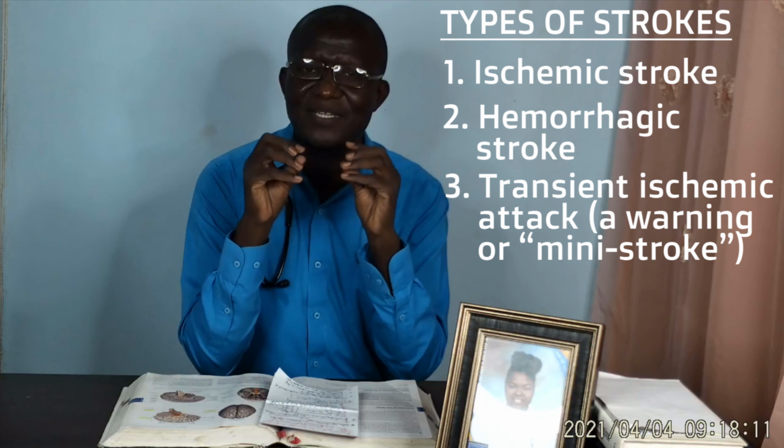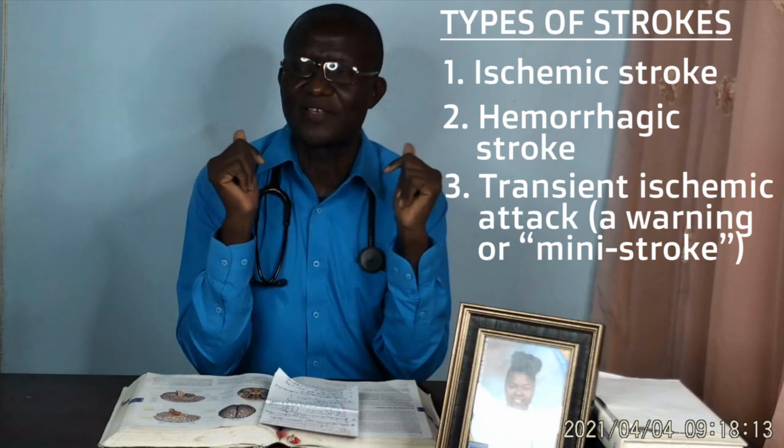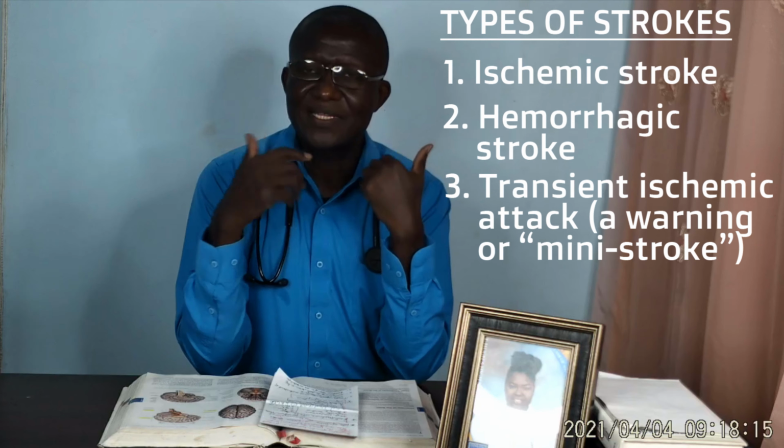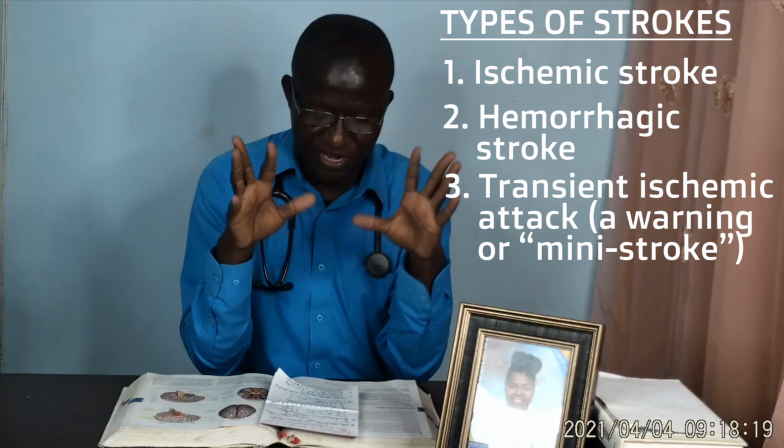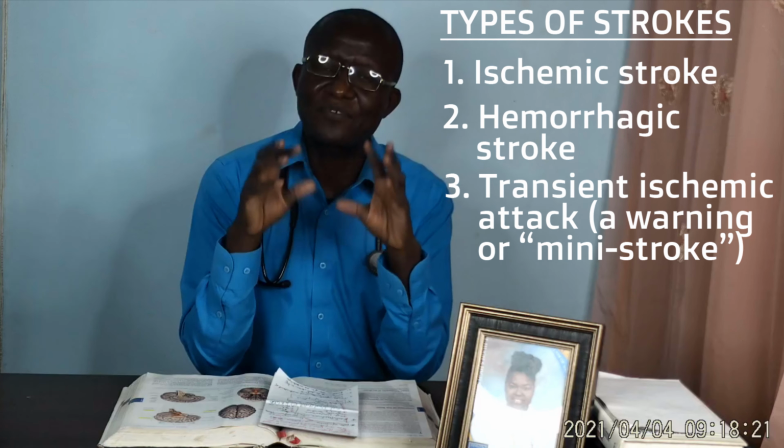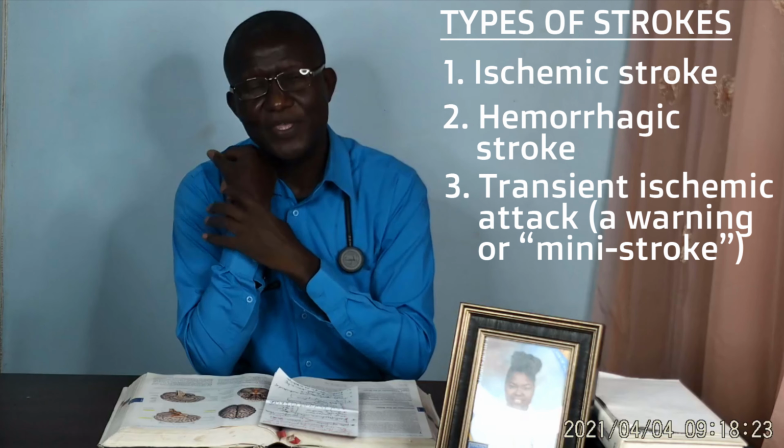This one comes and in less than 5 minutes it goes away. You feel numbness on one side and it goes away. So these 3 are the types of strokes that we know.